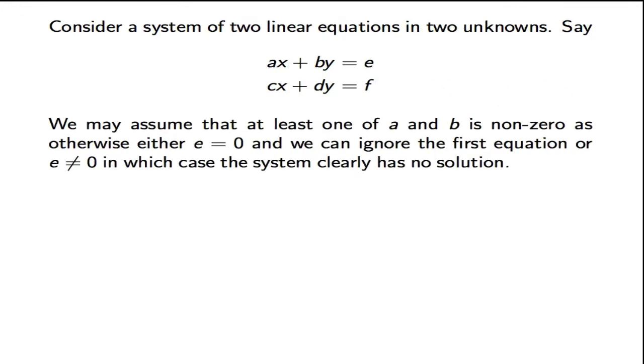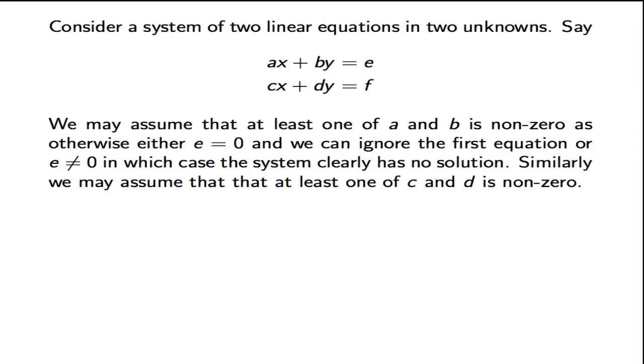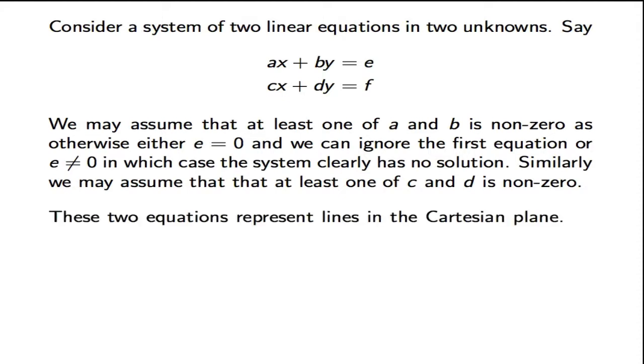And let's assume that at least one of a and b is non-zero, because if both a is 0 and b is 0, then either e is 0 and we can ignore this equation, or e is non-zero and the system has no solution. And similarly, let's assume that at least one of c and d is non-zero. But then, since at least one of a and b is non-zero, the equation ax plus by is equal to e represents a line in the Cartesian plane. And the same for the equation cx plus dy equals f.